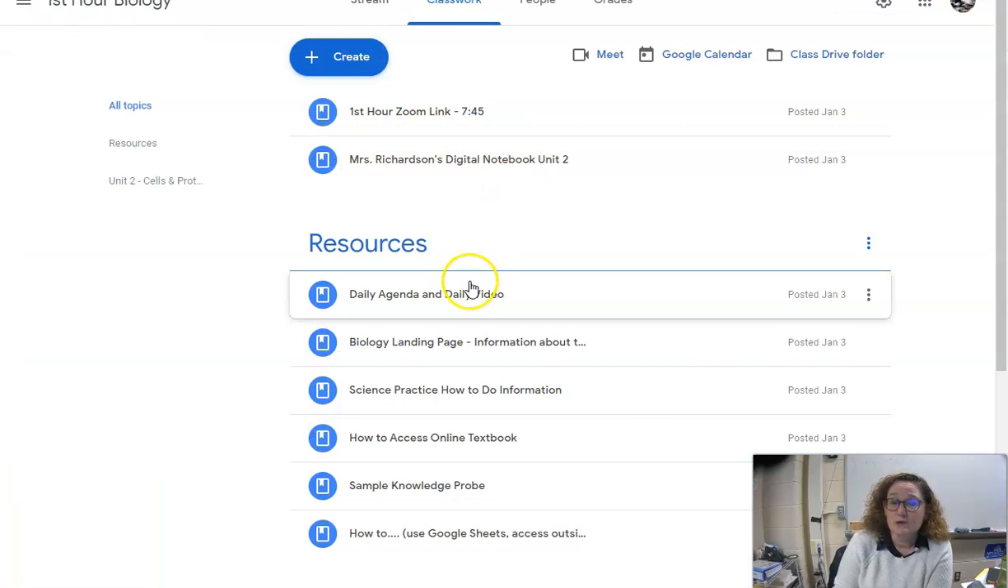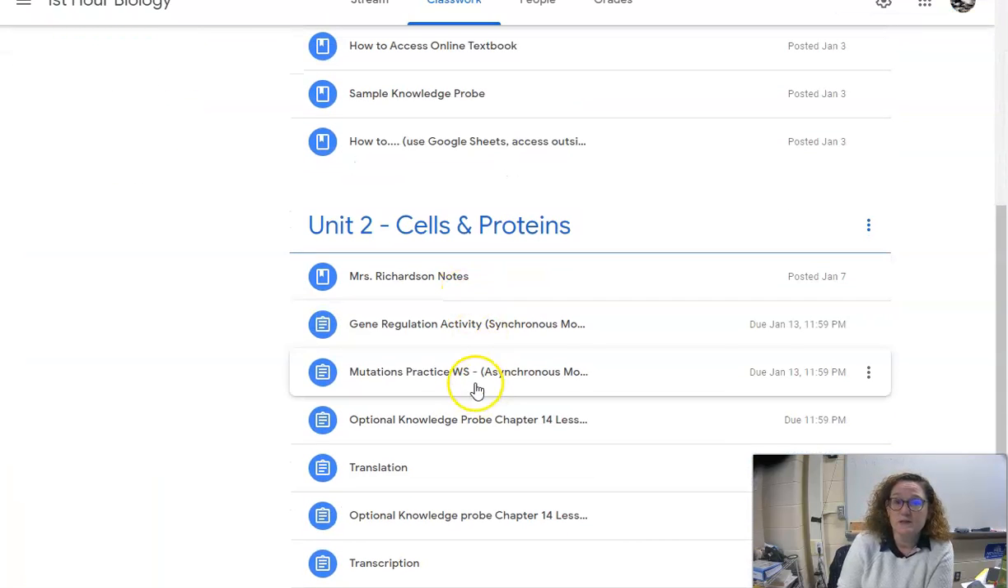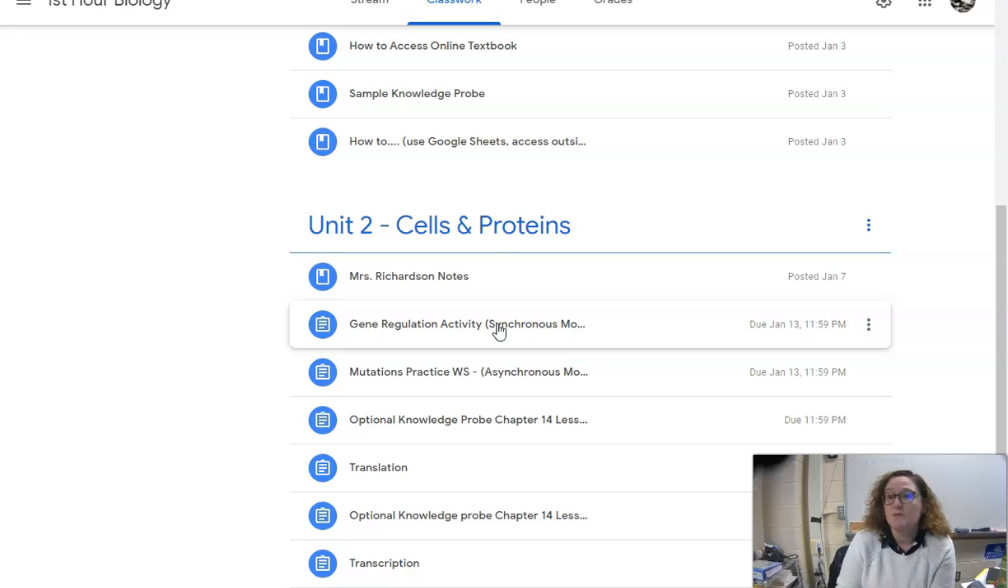So what you're working on today at home is this mutations worksheet. The other feedback that I got was about organizing things so that it was easier to see. And remember that you don't need to do anything with Canvas. We're doing everything here on Classroom. I'm trying to name things by dates. So asynchronous will always be something you're working on at home. Synchronous will be something that we'll work on together.